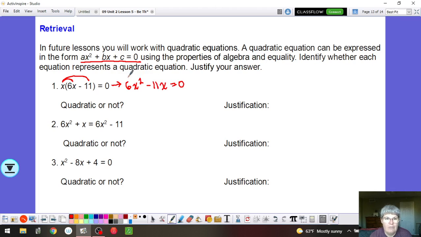I definitely have an ax squared term, a being 6. I have a bx term with b equal to negative 11. And I know it doesn't appear we have a c, but if I were to add 0, I would have a c value of 0. So we can say that yes, this is quadratic because it can be written as a quadratic equation.